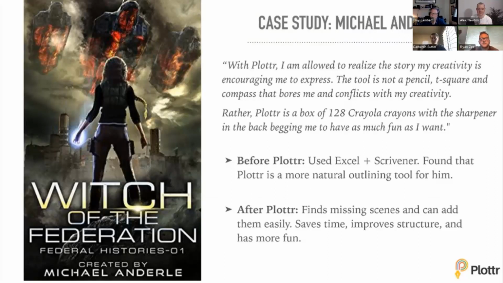So Michael Anderle, who is the founder of 20 Books to 50K and an Amazon best-selling sci-fi and fantasy author, says that Plottr is a box of 128 Crayola crayons with a sharpener in the back, begging me to have as much fun as I want. And I love that quote. He says that before Plottr, he used Excel and Scrivener, but he found that Plottr is a more natural outlining tool for him. After Plottr, he finds missing scenes. He can add them easily, which helps him save time, improve structure, and have more fun writing.